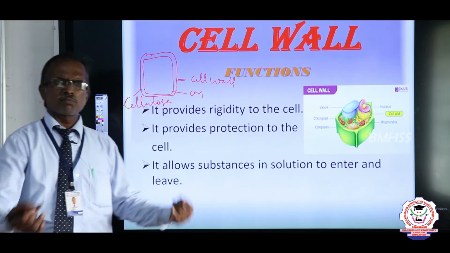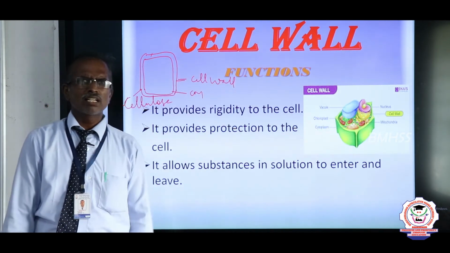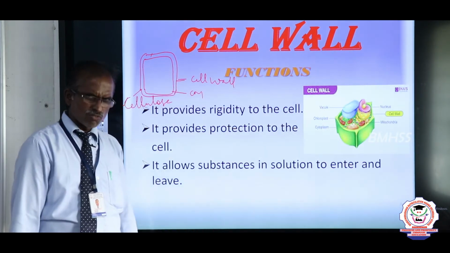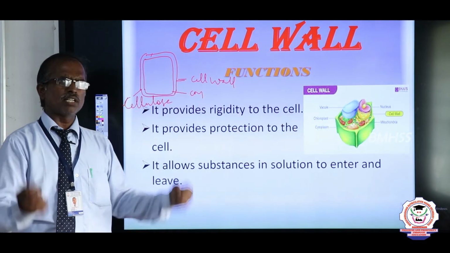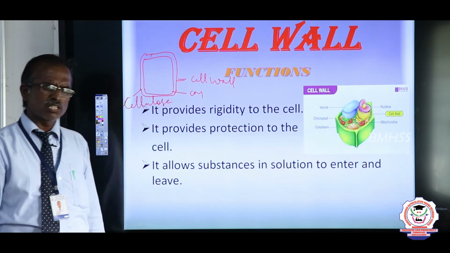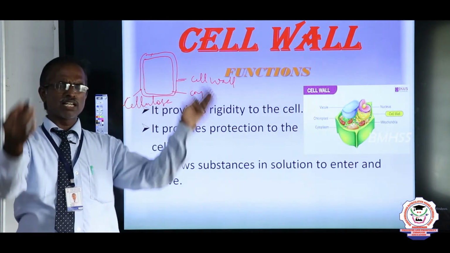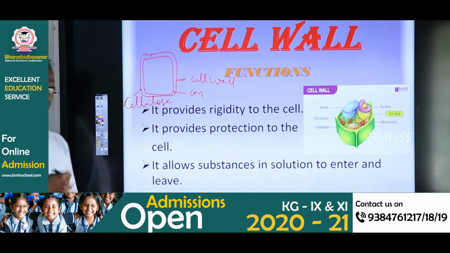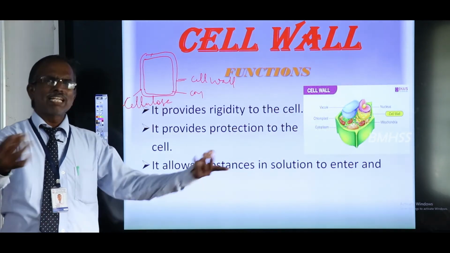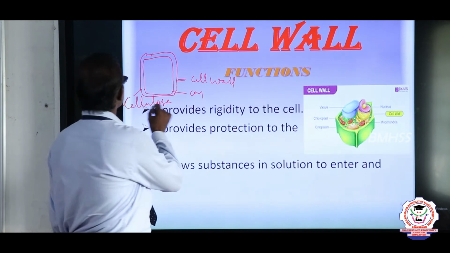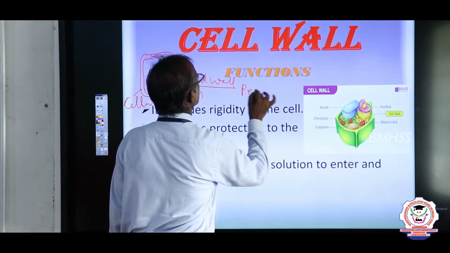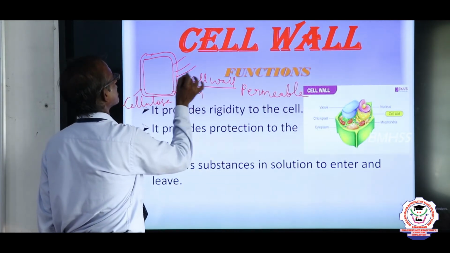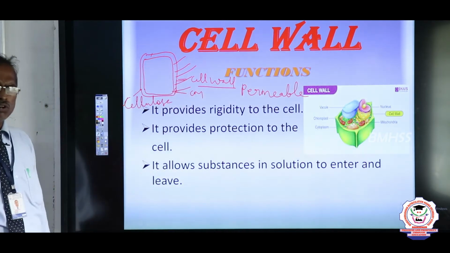Now, what is the function of the cell wall? The cell wall is only present in the plant cell. This cell wall is lacking in the animal cell. What are the functions of the cell wall? It provides maximum rigidity to the cell and provides protection to the cell, and allows substances in solution to enter and leave without any hindrance, because the cell wall is permeable in nature. Permeable means it allows all the substances inside without any hindrance.